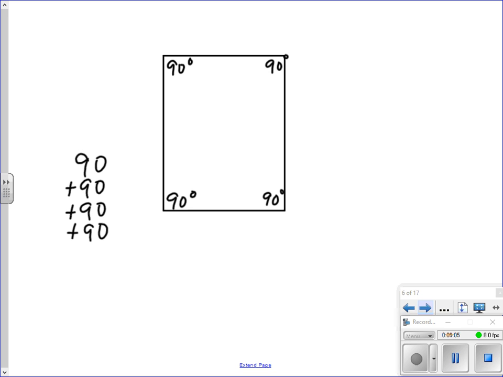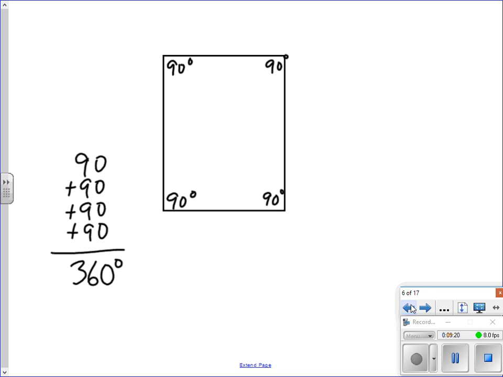If you look at a rectangle or a square, I'm sure you know that each angle here is 90 degrees. It's a perfectly right angle. If you add all of the angles inside of a rectangle up, you get 90 plus 90 plus 90 plus 90, or 90 times 4, which is 360 degrees. So all the angles inside of a quadrilateral, a 4-sided shape, add up to 360 degrees.